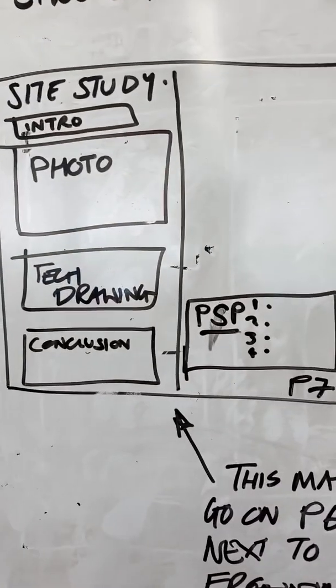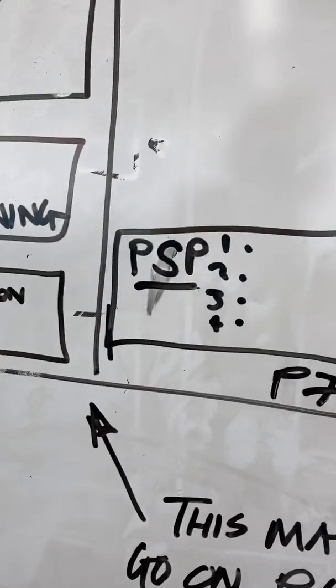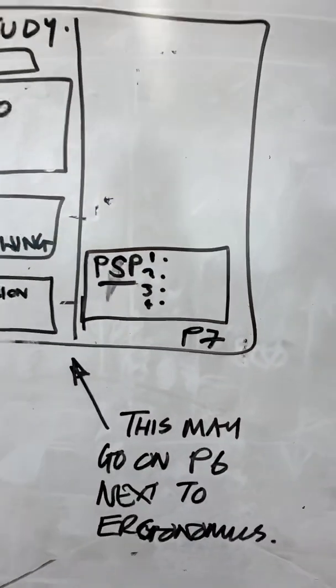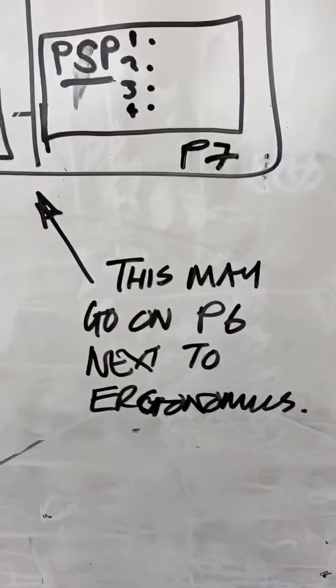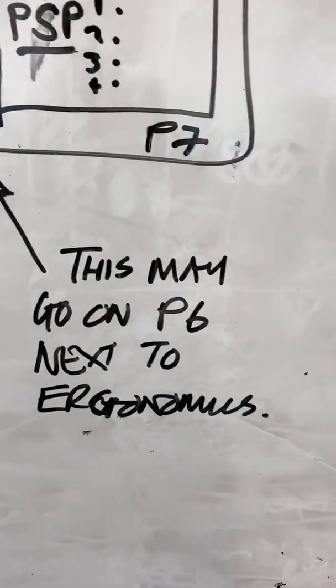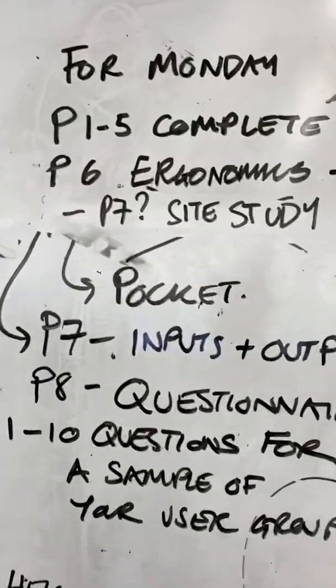That's absolutely fine. But whatever you do, when you finish a page, I want your PSP, potential specification points, from that page. So that should be probably 5 or so specification points. As it says here, this may go on page 6 next to ergonomics, like I just said. Right, let's pop back around.